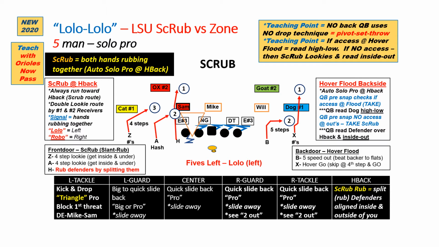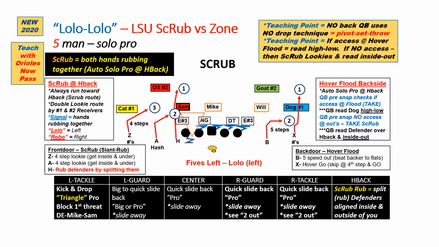So again, by the rule, the play side or the call side becomes where the H lines up to the left. So Lobo is the call for the protection, and the play side tackle on the left is doing the triangle technique. You can see then the H is going to run his rub where he splits that Sam and the Ox in this diagram. What he's always doing is he's splitting the two defenders. And we'll show you how the difference is between zone and man here.